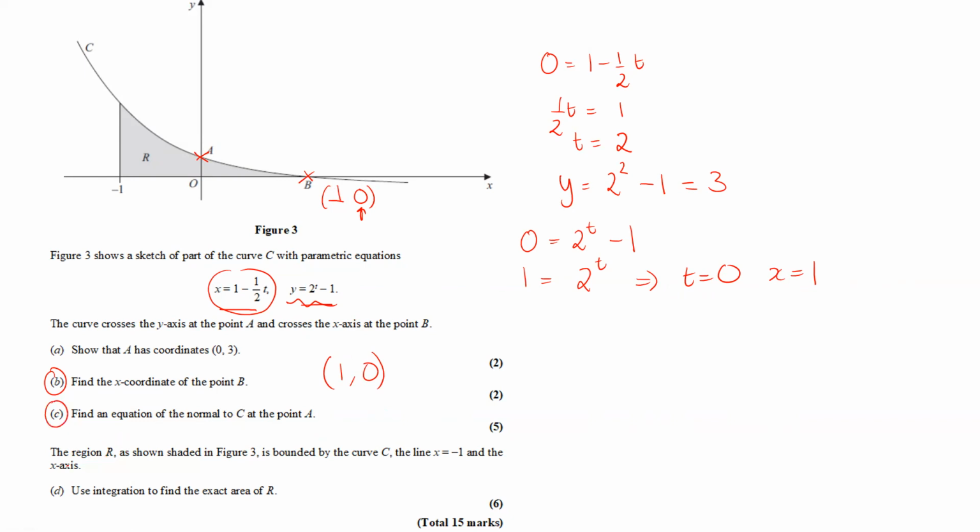No? Find the equation of the normal to C at point A. So the normal is an equation of a straight line, so we need y minus y1 is equal to m times x minus x1. Now I've already got what the coordinate is, it's 0, 3, but we're going to need the gradient. We need to find the m. So when we're given parametrically, we have to differentiate each and make a chain.